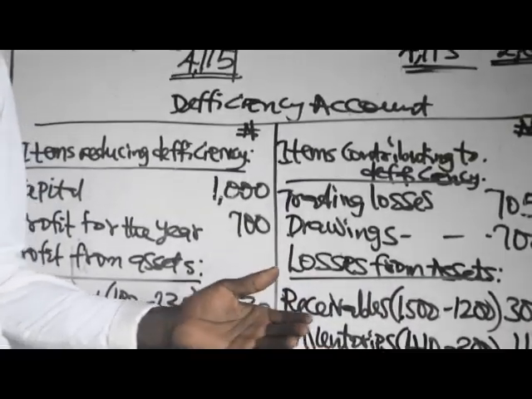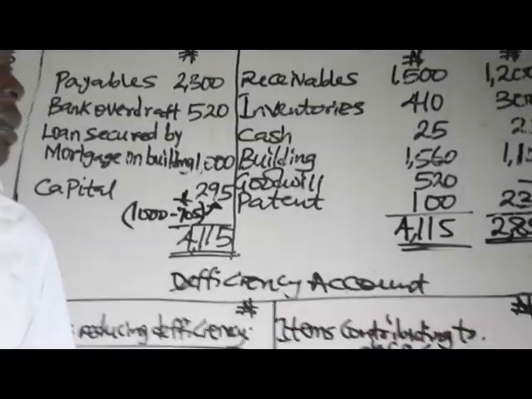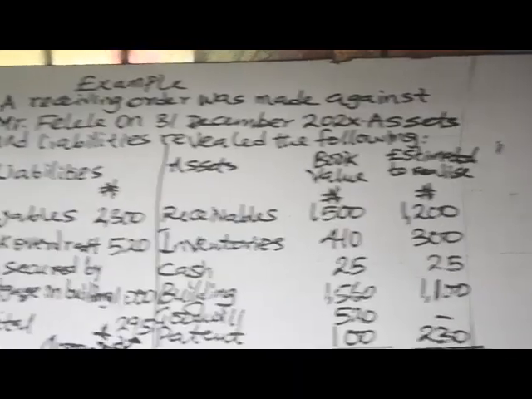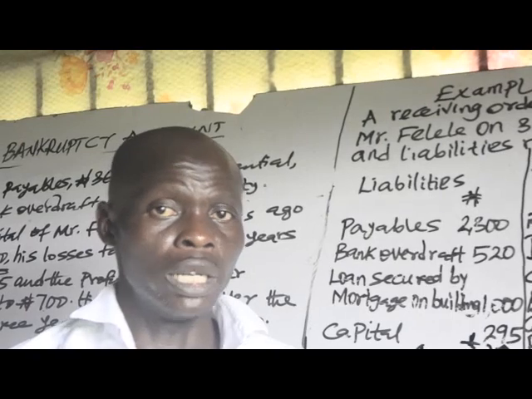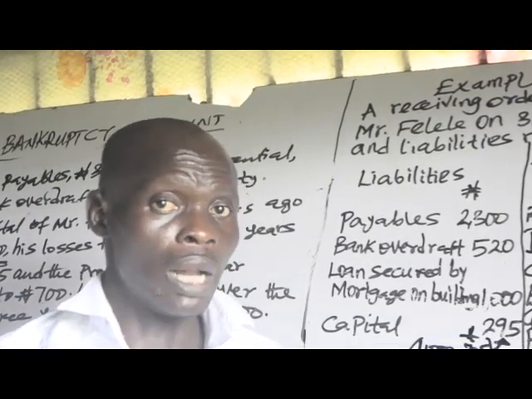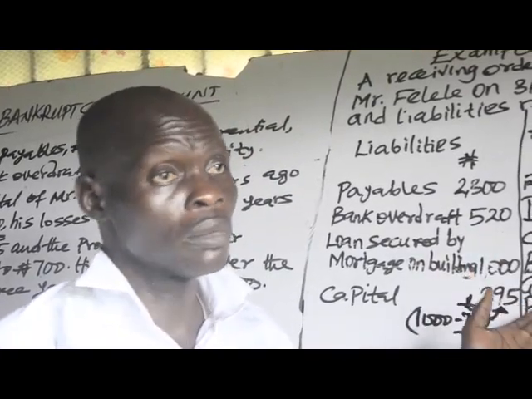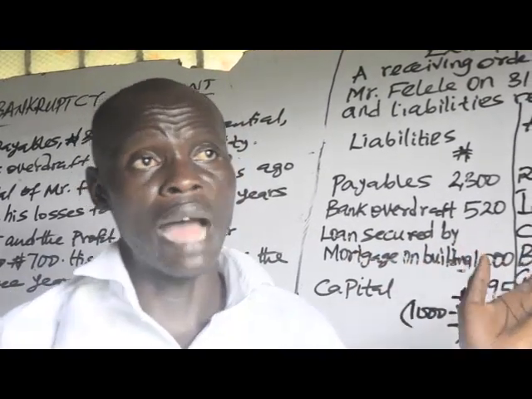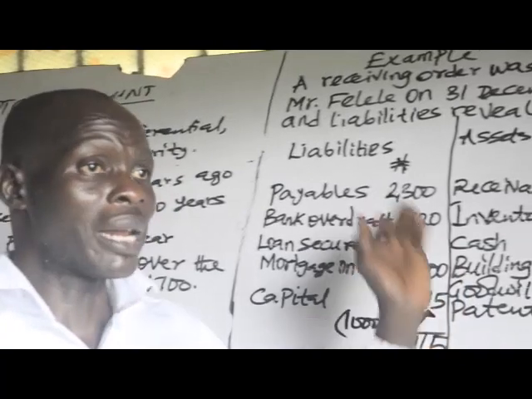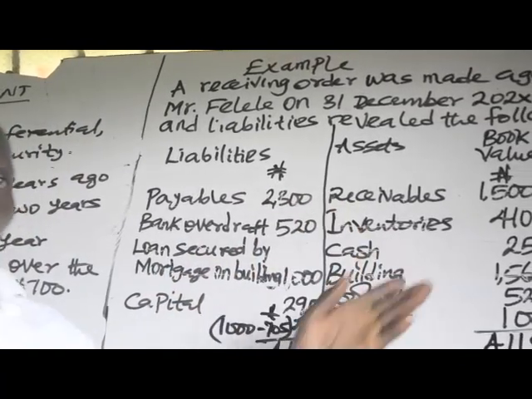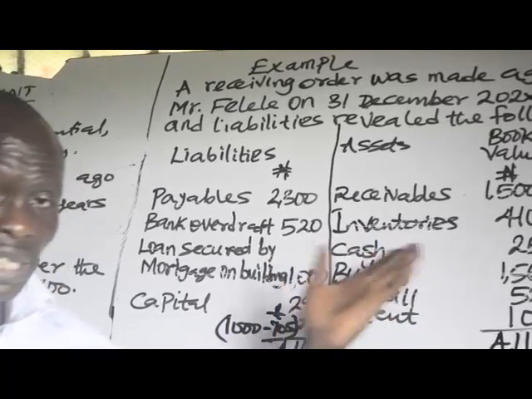So the next part, I will consider the bankruptcy or partnership as well as the liquidation account. Liquidation account shall be considered. I want you to know that liquidation is for a company, while bankruptcy is for an individual or partnership business. So liquidation is for a company. The liquidation account will be considered in a separate video.